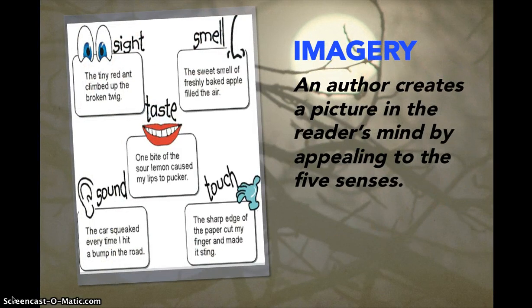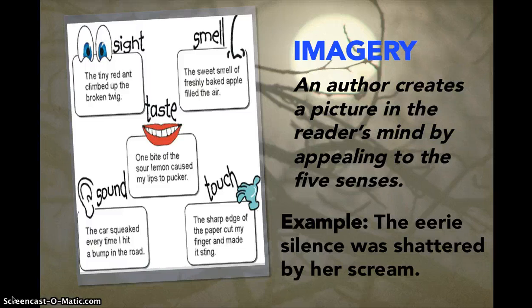All right, next we have imagery. An author creates a picture in the reader's mind by appealing to the 5 senses. For example, "The eerie silence was shattered by her scream." Appealing to those senses creates a mental picture that makes the story come alive in our minds.